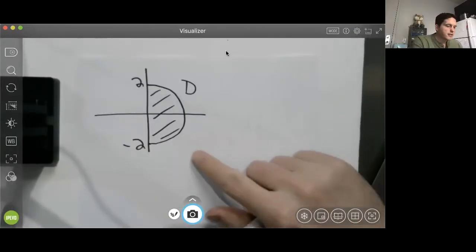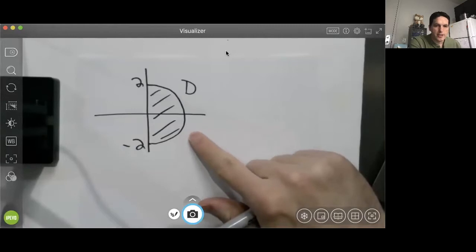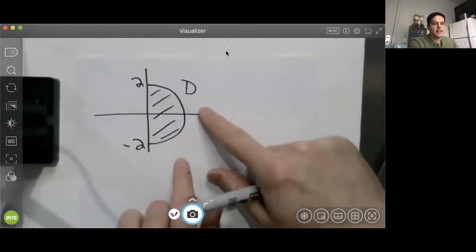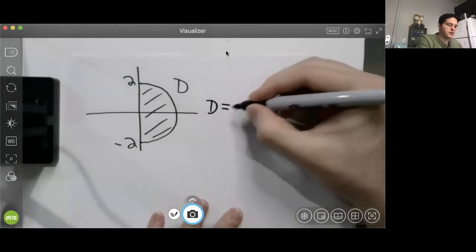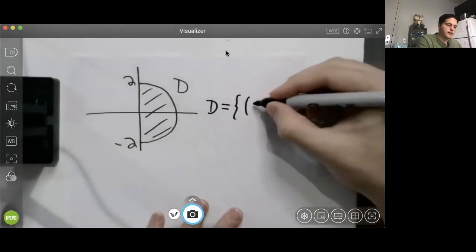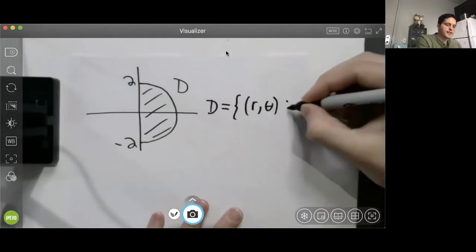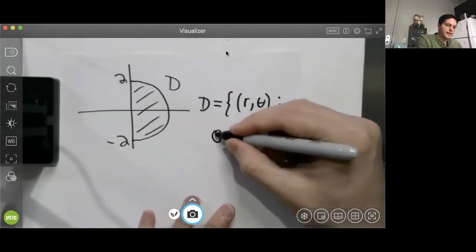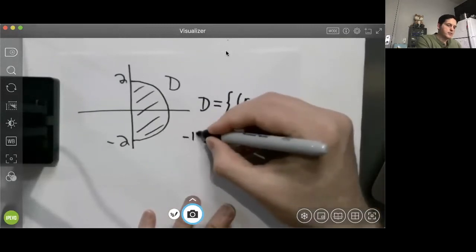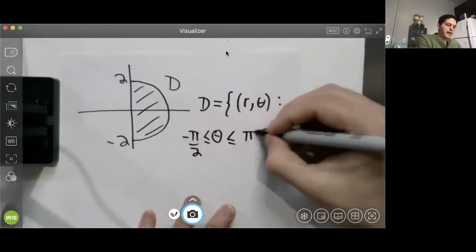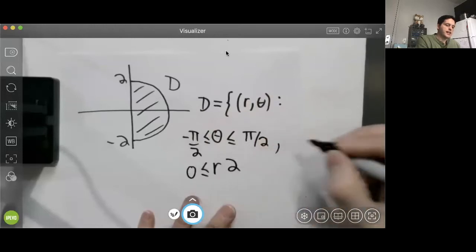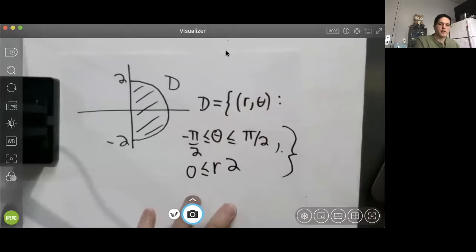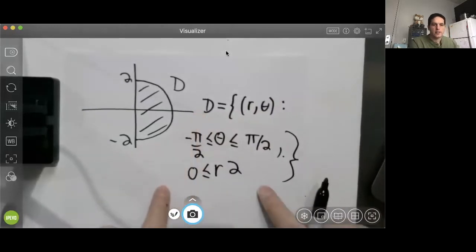In this example, we're going to integrate a function f over this region here, which is a semicircle. This region D is a polar rectangle. It can be described like this using polar coordinates. D is the set of all points r comma theta such that theta is in between minus pi over 2 and pi over 2, and r is in between 0 and 2. Our region D can be described like this using polar coordinates, so it's a polar rectangle.